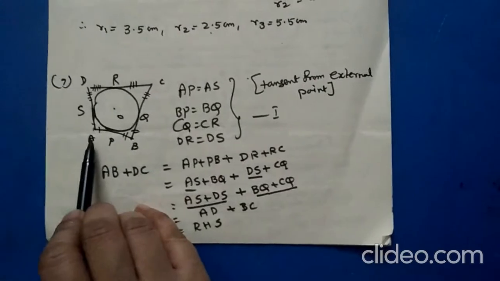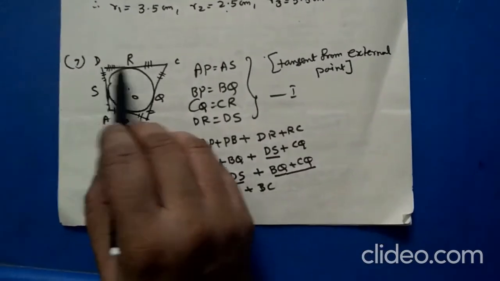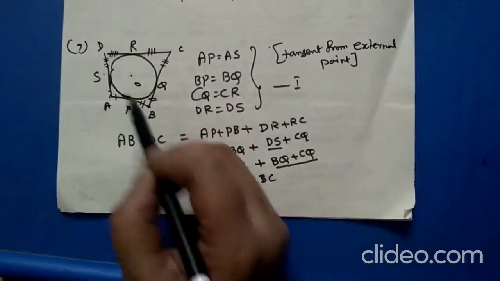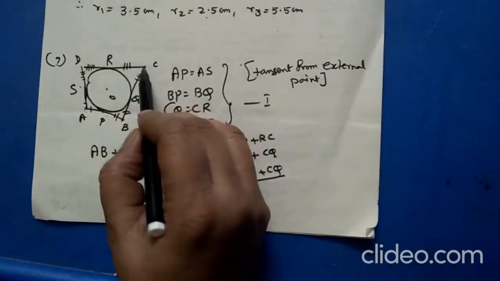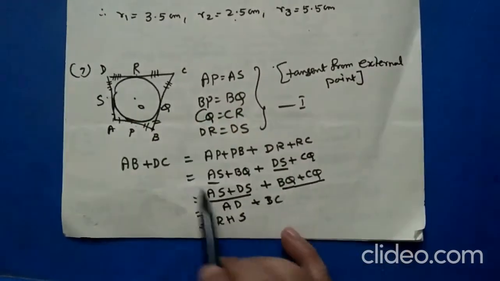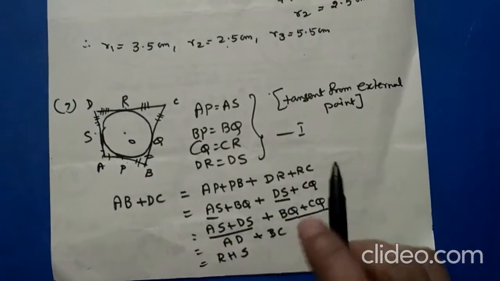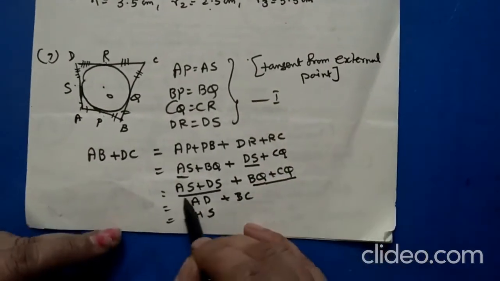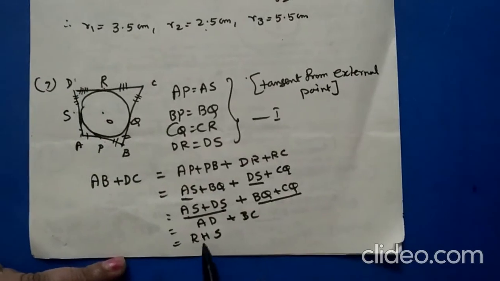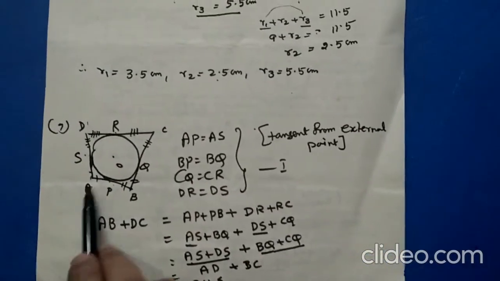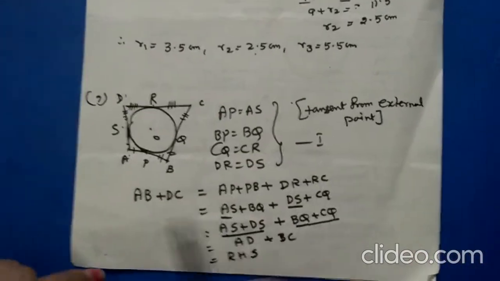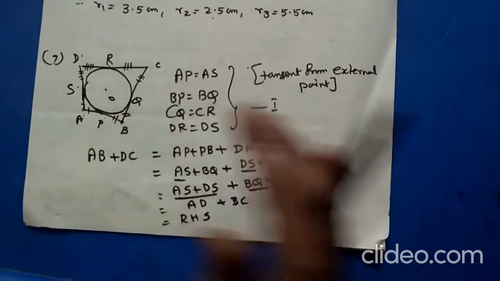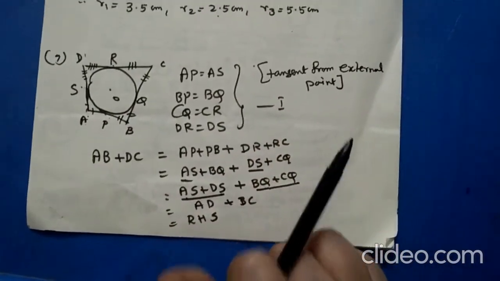Now, AB is equal to AP plus PB. You can split it. Like that, CD, you split it as DR plus RC. Now, just change AP to AS, BP to BQ, CR to CQ, and DR to DS. Recombine and interchange, putting AS and DS together and BQ plus CQ. You know AS plus DS is AD, BQ plus CQ is BC. So, AB plus CD is equal to AD plus BC, which is what you had to prove. The next 8th question is also related to this same type of question.